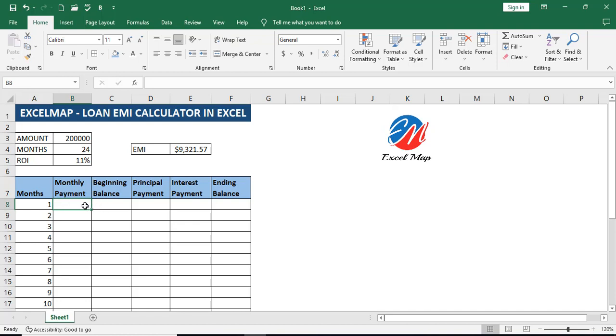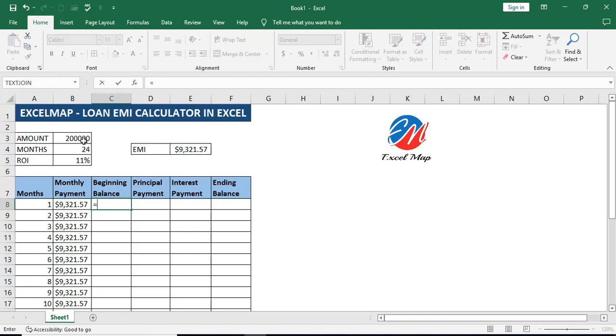Now we'll calculate all these things. First, monthly payment. What is the monthly payment? It is equal to this EMI value E4. Freeze it by pressing F4. Then press Enter. For the 24 months, we need to pay this same amount every month. And what is the beginning balance? Right now it is 2 lakhs.